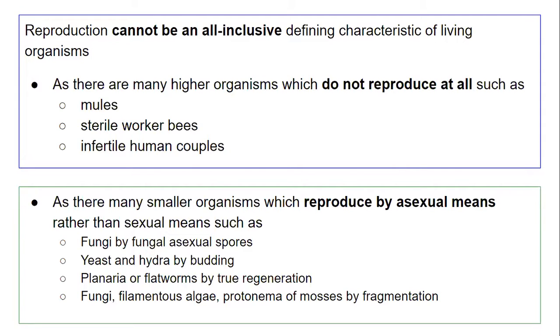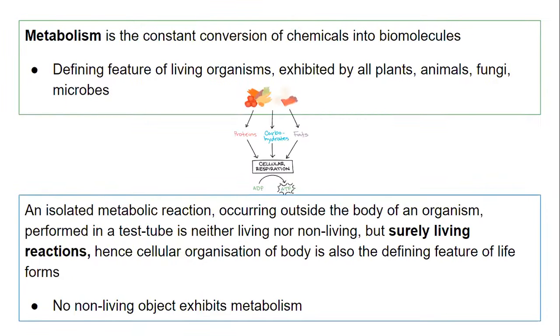Another point is that there are organisms which reproduce by asexual means, like fungi, yeast, hydra, flatworms, and some algae and mosses. Okay. We read about reproduction as a characteristic feature of living organisms.